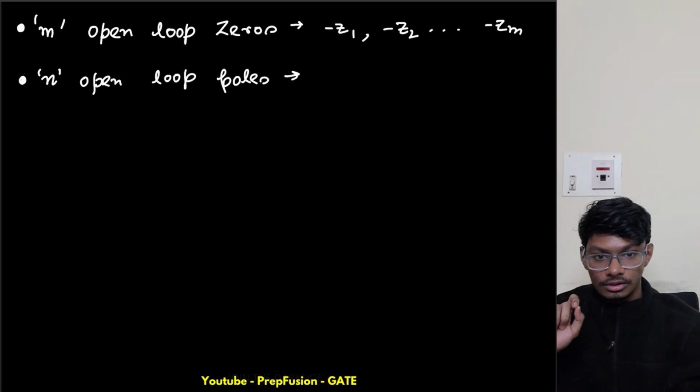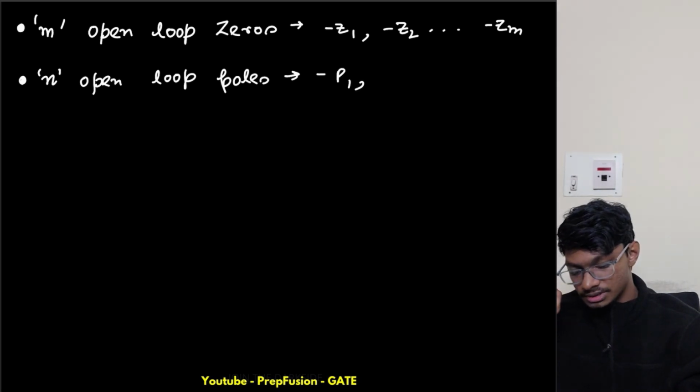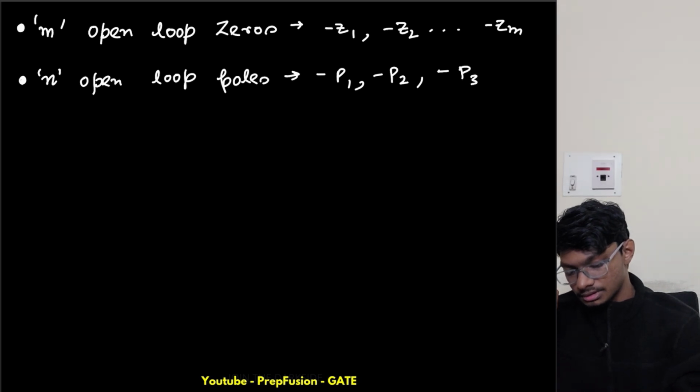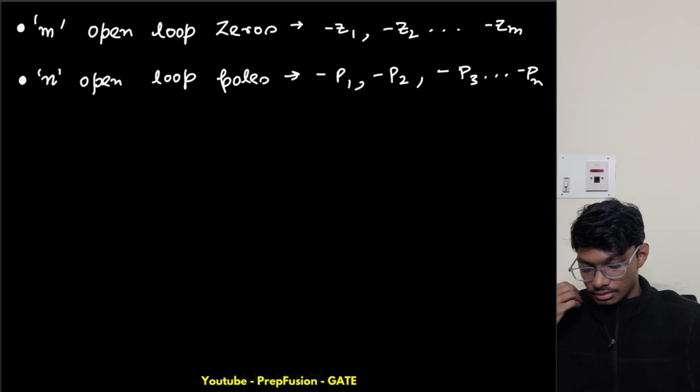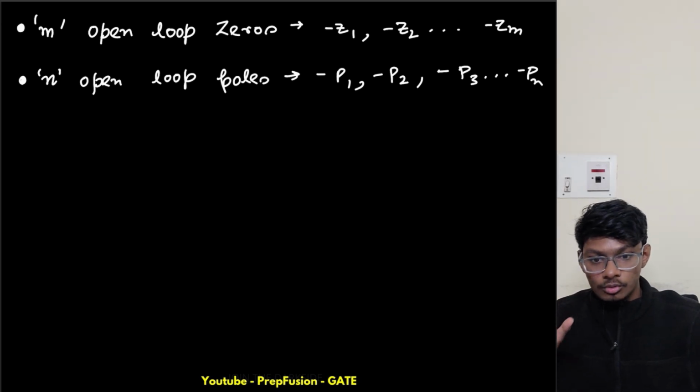Okay, so now what are these poles? These are P1, P2, minus P3, and it goes on until minus Pn. So yeah, these are basically about the poles and zeros.